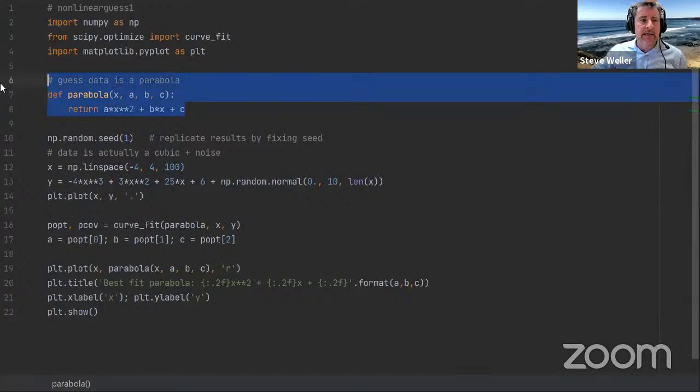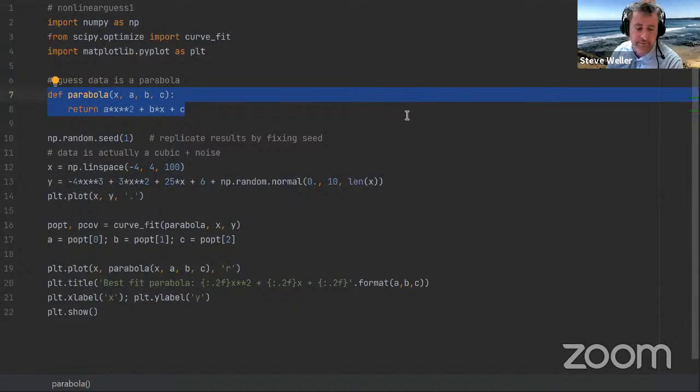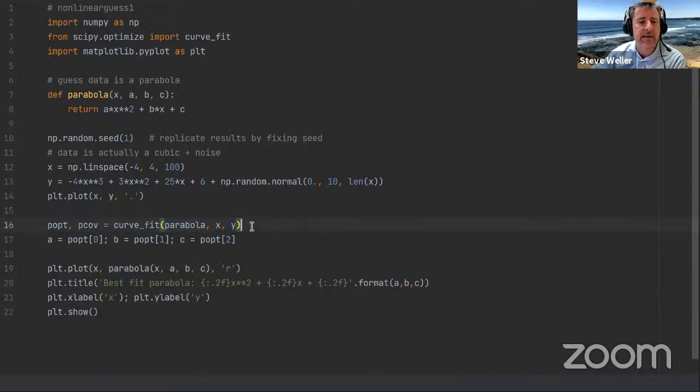Here in lines 7 and 8 is a function definition called parabola. This is the first time since we started using the curve fit function a week ago. Up until now, the function that was passed to the curve fit function has always been a straight line. It returns AX plus B. Here's the first time that's not been the case. If you look down at line 16, that's the key line of this program.